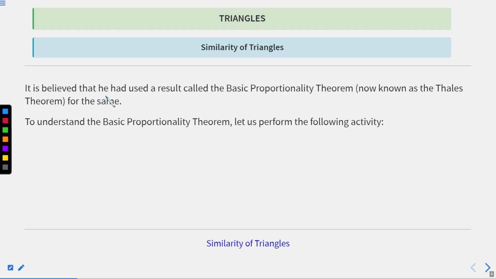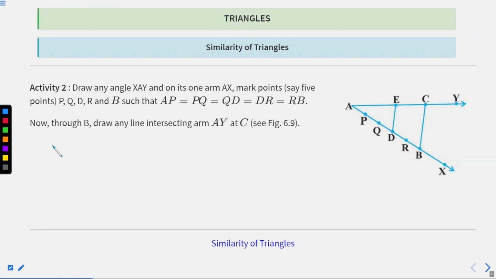It is believed that he used a result that is known as the basic proportionality theorem, also known as Thales theorem. To understand the basic proportionality theorem, we'll perform the following activity, which will help you to understand it. So let us perform the activity.